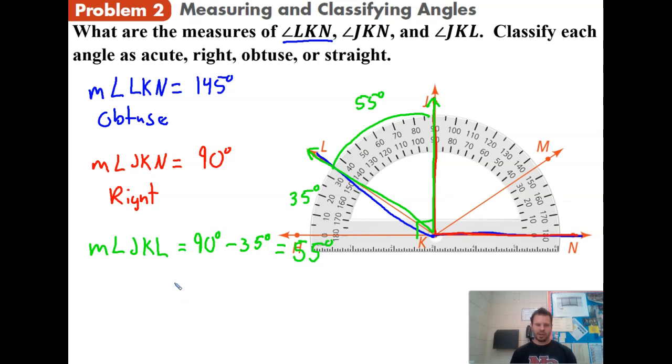All right, so we know that the measure of angle JKL is 55 there, because 35 plus 55 would give me that 90, that right angle. So a little problem solving with our angle there. Classifying then, that is less than 90, so we know it's acute. Again, we're not going to do really anything with protractors this semester, but that's a little review of how you would measure angles by hand if you needed to.